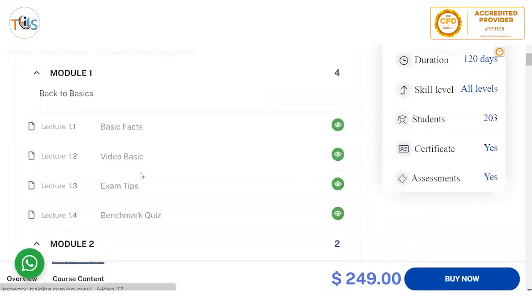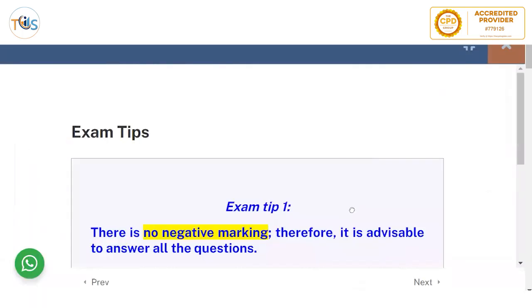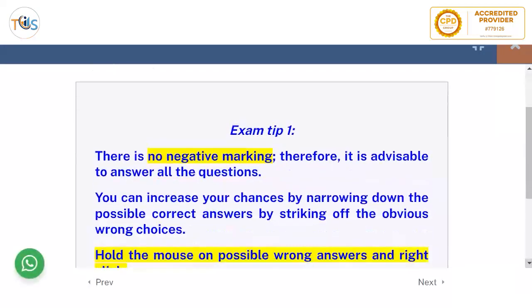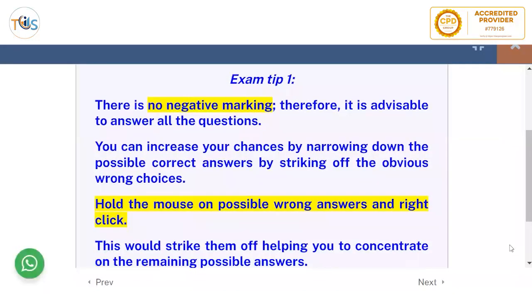Also you can read our exam tips, and we do a few things to consider when doing the exam. There's no negative marking, therefore answer all the questions to increase your chances, but you can also increase your chances by narrowing down the possible correct answer. This can be done by right-clicking on the obvious wrong choices so that they are struck off. So hold the mouse on the possible wrong answer and right-click.